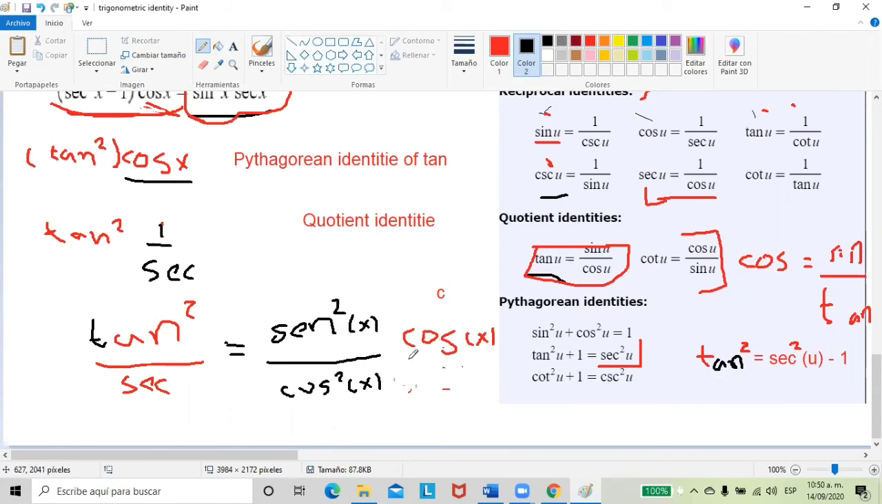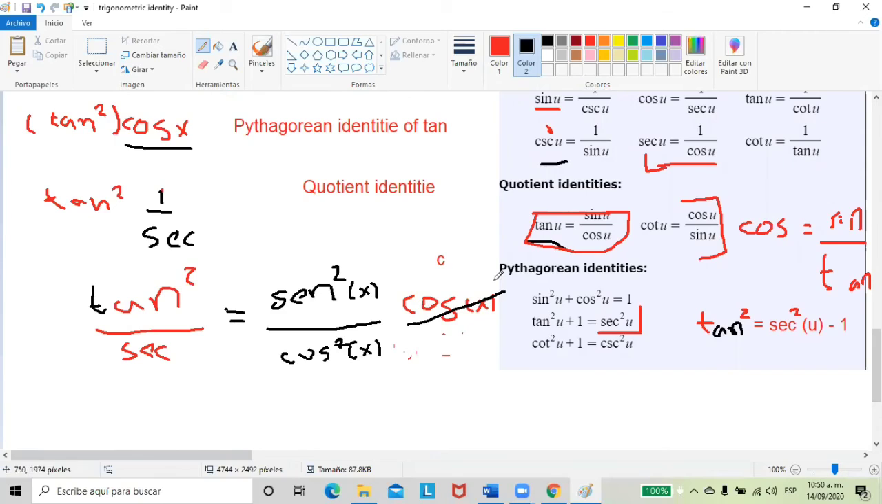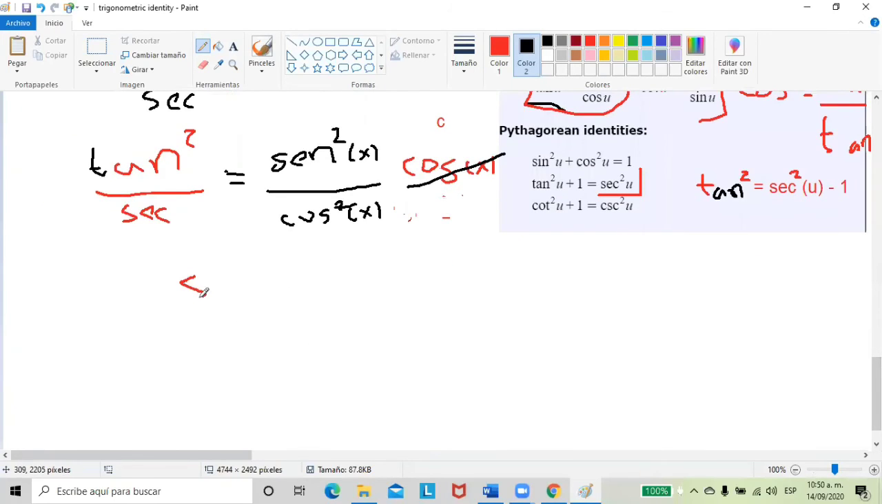and now you can eliminate this cosine with one of these, and you will have here, we eliminate this cosine with one of the squares here, and we have sine square of x over cosine. Okay, this is easier, this looks easier.